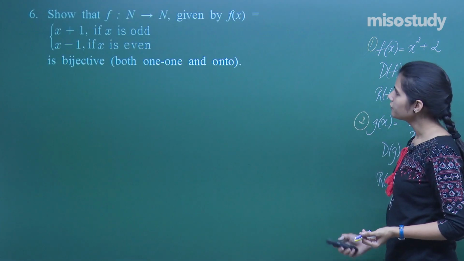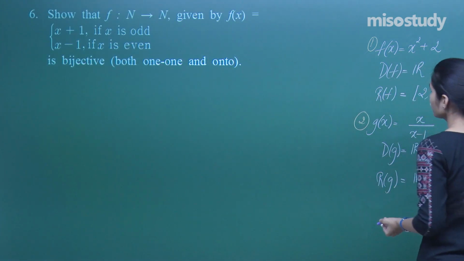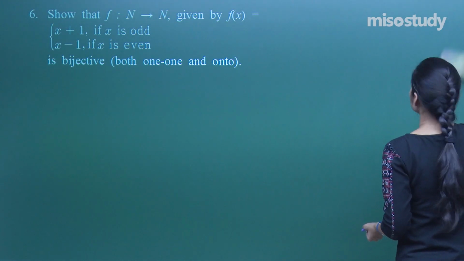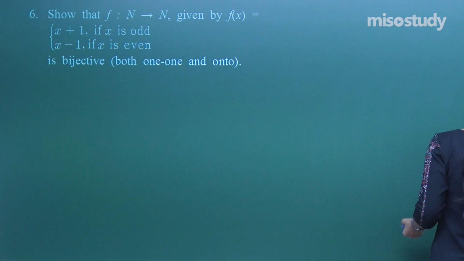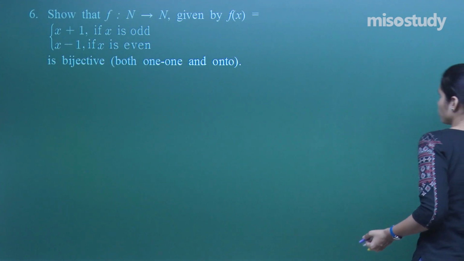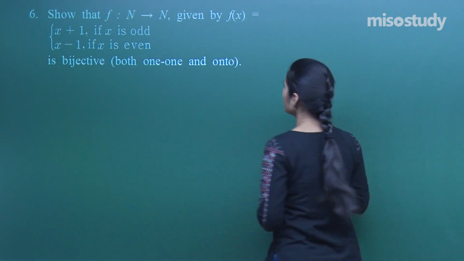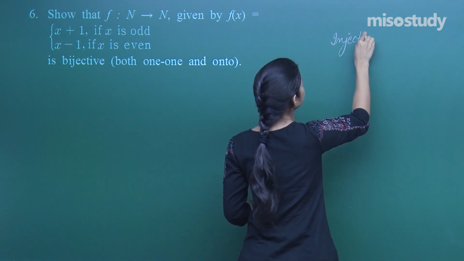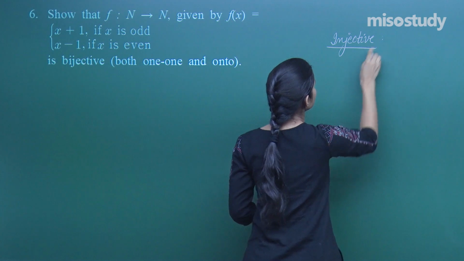Now next we have: show that f from the collection of all natural numbers to the natural numbers, given by this definition, is bijective. Bijective means it's both 1, 1 and onto. Clear? Let's talk about this. First, let's talk about the injectivity, that is 1, 1ness.